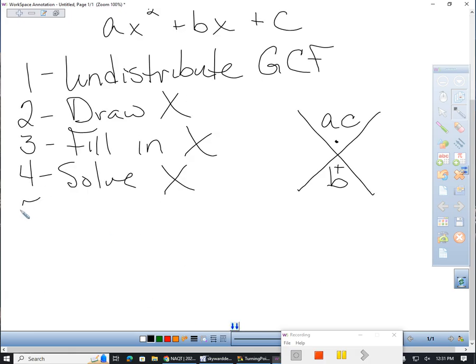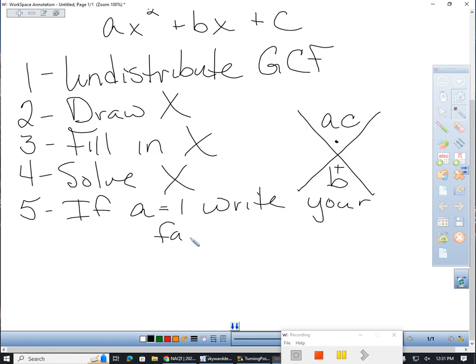Step 5, if a equals 1, write your factors. If a doesn't equal 1, then we're going to have to go on to those next steps, and that'll be tomorrow. Okay? So we're starting off really easy for our first day back.